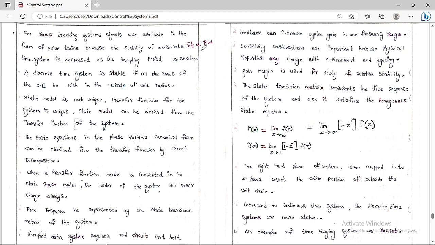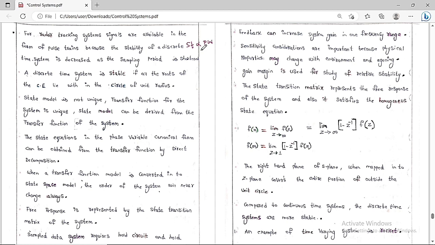The next point is, a discrete time system is stable if all the roots of the characteristic equation lie within the circle of unit radius. We already told you, for a system to be stable in the continuous time domain, all the poles should lie in the left half of the S plane. Whenever we map, all the points in the left half of the S plane are plotted inside the unit circle, points on the imaginary axis are plotted on the unit circle, and all the points in the right half of the S plane are plotted outside of the unit circle.